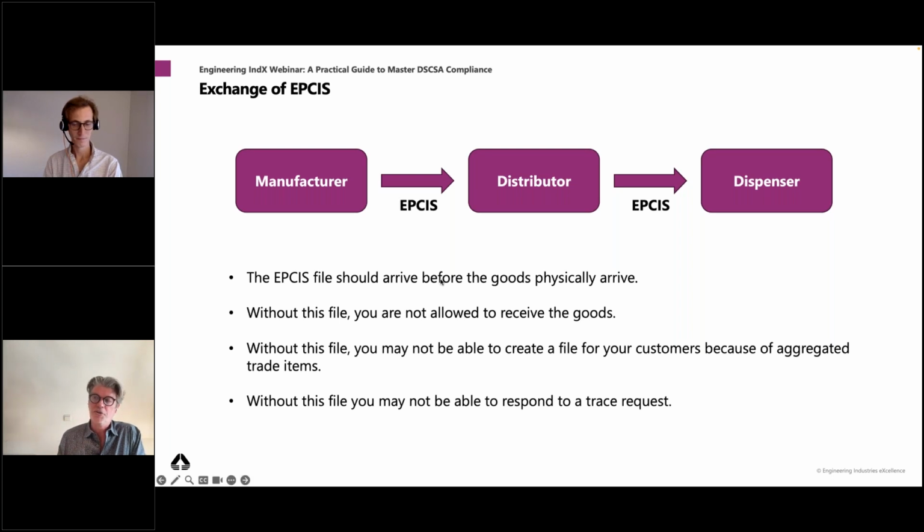And the last thing why it is important, if there is a trace request, meaning a governmental body or another interested party is asking for a trace request, you need to be able to tell who you bought it from or who you sold it to. Well, if you don't have that EPCS file, it becomes a little bit difficult to have that information. Yeah? So that is why it is so important that EPCS files are exchanged, and that is the whole idea about the US. Every trading partner needs to exchange data with every other trading partner.